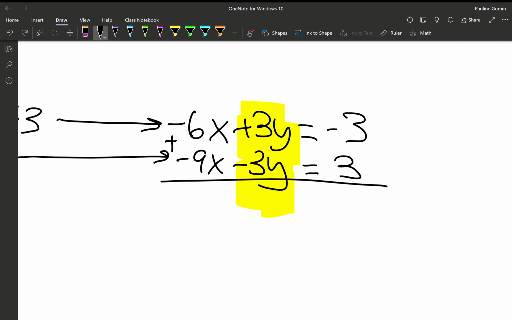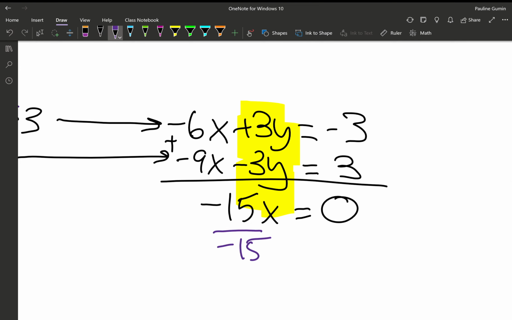Negative 6x plus negative 9x is negative 15x. 3 and negative 3 are 0. We finish by dividing both sides by negative 15. x is 0.